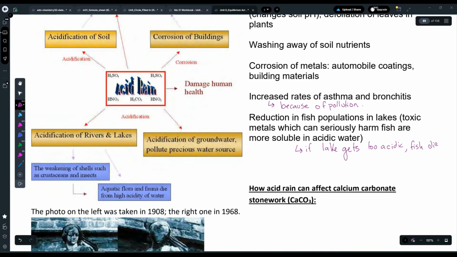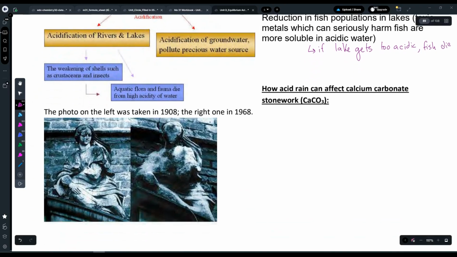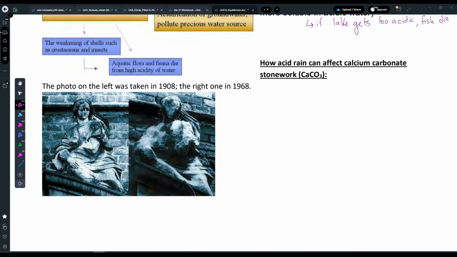Okay, over here it does say that when bodies of water get too acidic, that can also cause weakening of shells in animals such as crustaceans and insects. Okay, so with these photos down here, this is just demonstrating how acid rain can wear down stonework that's made out of calcium carbonate.